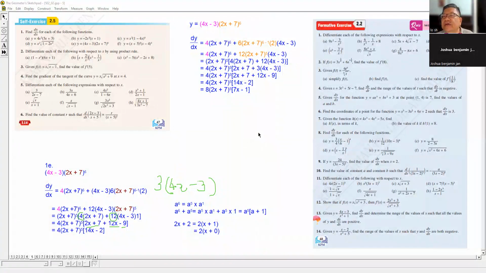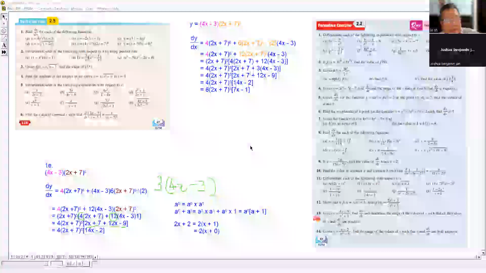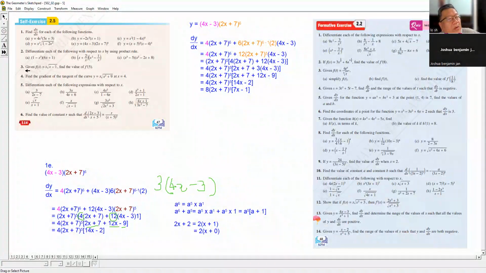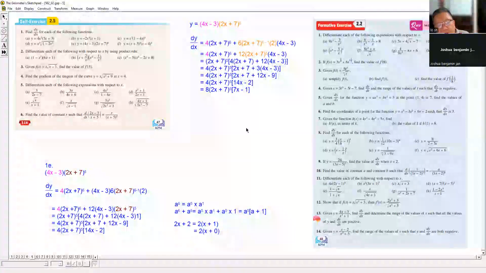So, is this okay? Okay. Now, I have to go through the quotient rule with you. So what we have done here is, number 1, product rule. Number 2, product rule applied to composite function. What is composite function? The bracket, then raised to a certain power, whereby you have to differentiate 2 times. That is the composite function.